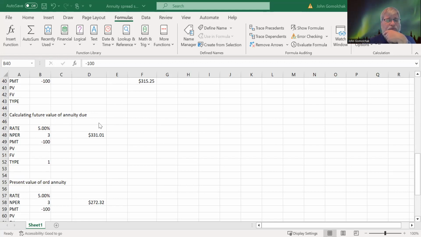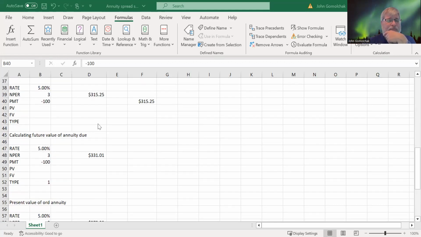An annuity due. So the same thing: 5% interest rate, 3 periods, and $100 payments for each period. The difference is this one is made at period 0, 1, and 2. This one's made at period 1, 2, and 3. All right. The difference is down here where I have that type.